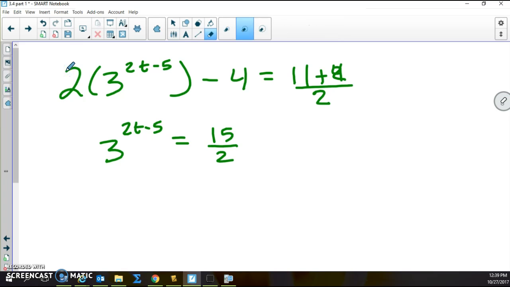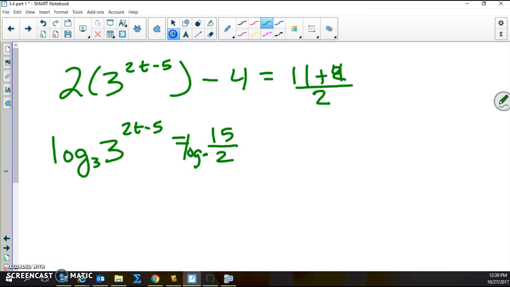So the thing that dictates our next step is the base on the left. We have the base 3 raised to the power 2t minus 5, and we're going to take the log base 3 of both sides. On the left, log base 3 of 3 just leaves us with that power. We get 2t minus 5. And on the right-hand side, we get the log base 3 of 15 halves, or 7.5.